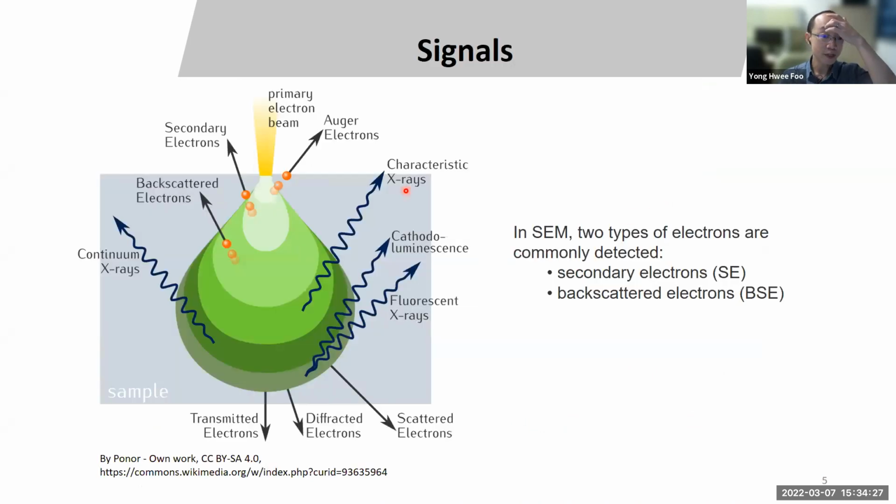The signals that can be generated when you illuminate or shoot your sample with electron beams are as follows. For TEM, you are detecting the transmitted electrons. But for SEM, in general, you are collecting the secondary electrons as well as the backscattered electrons. There are sometimes cases where you actually detect the X-rays to use for elemental analysis, but this is outside the scope of today's talk. So we will focus only on the SE as well as the BSE signal.